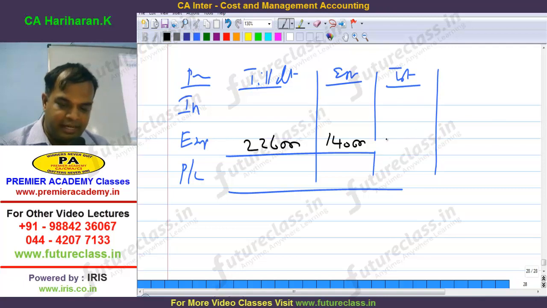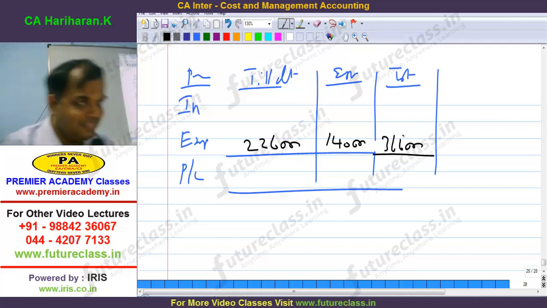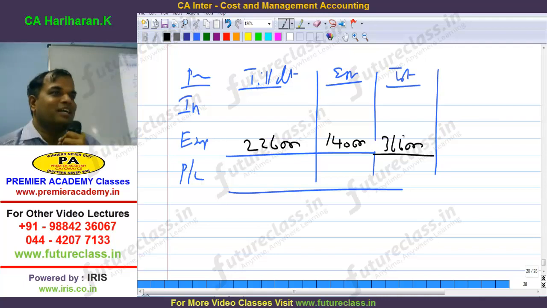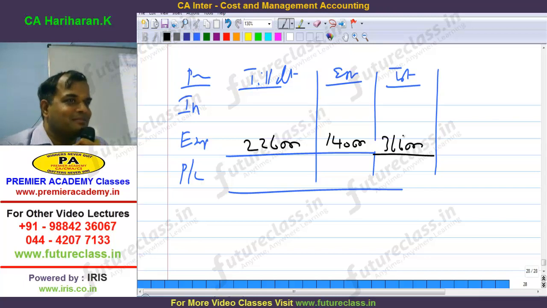Send him home. 3,66,000. Whereas, if I am going to complete the contract, what does the value come to? Income. Total value of the contract is 3 lakh. Till date income, how much?